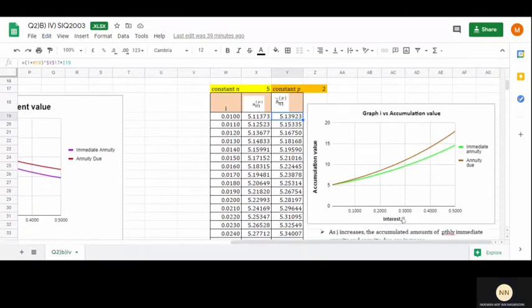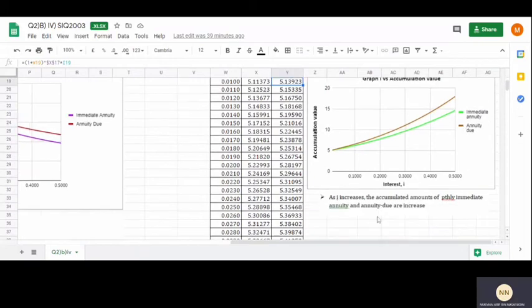In this graph, the x-axis is the interest and the y-axis is the accumulation value, with green for the immediate annuity and brown for the annuity due. So from the graph, we can say that as i increases, the accumulated amount of the immediate annuity and the annuity due increase.